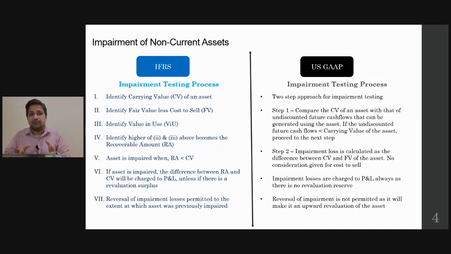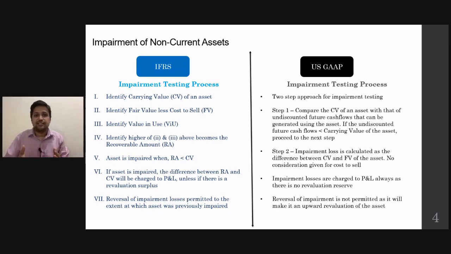In the second step, entities need to compare the carrying value of the asset with that of the fair value of the assets. And if the fair value of the assets are lower than the carrying value of the assets, impairment losses need to be estimated and charged to the income statement.